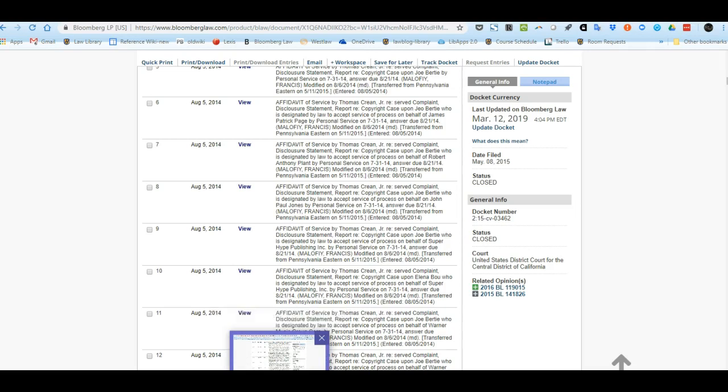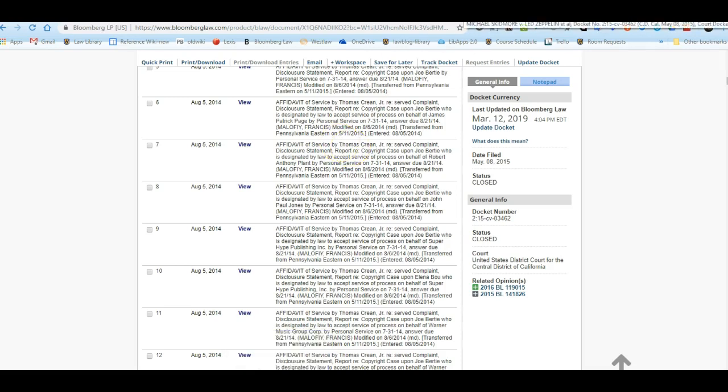Bloomberg also has some state court dockets. It's not nearly as good. State court dockets are pretty tricky to find. I'll actually sometimes go to those court websites that I was just talking about for decisions for state court dockets. I usually won't go to Lexis and Westlaw. Lexis and Westlaw do have dockets, but it's very hit or miss.